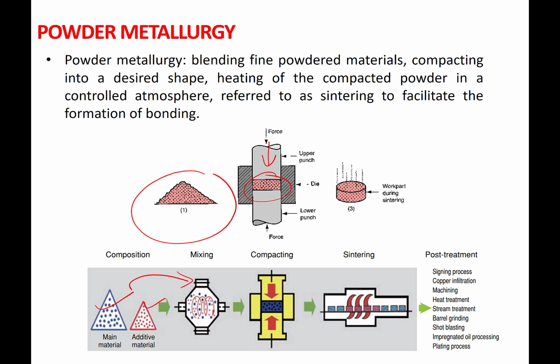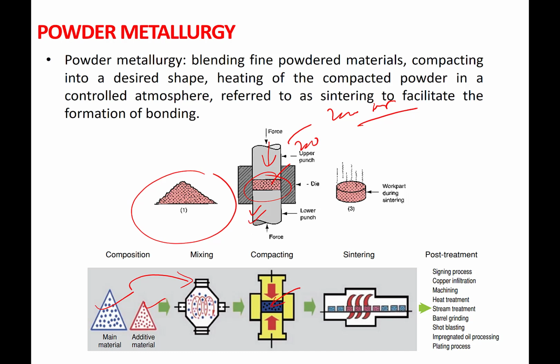It's not very less, but maybe 10 times the yield strength of the metal. Say the metal's yield strength is just 200, so you are applying 2000 MPa pressure. Under heavy pressure only the powders will be deforming, because they are very small in size. Once they are compacted, you will get the shape.